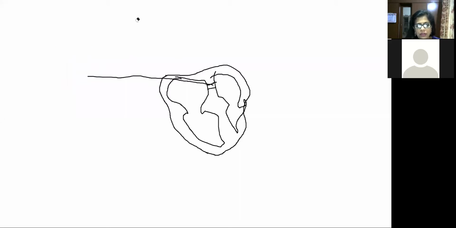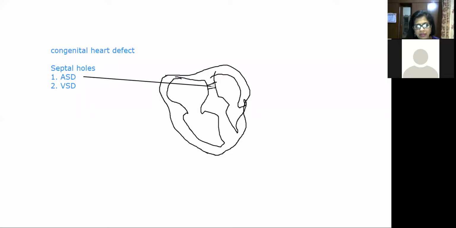Okay. So I will erase this diagram. Let me give you the ASD. This is ASD.